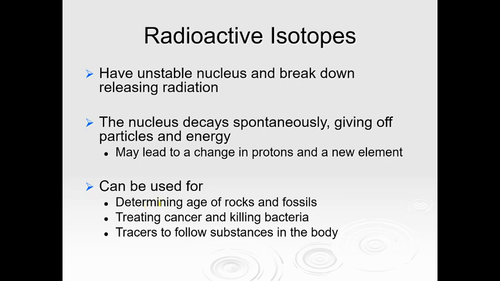You may have heard of carbon dating before. That just involves using the half-life of different elements. As they decay, they become different elements, and so they can look at ratios. There's a mathematical thing for that. But they can determine the age of rocks and fossils.